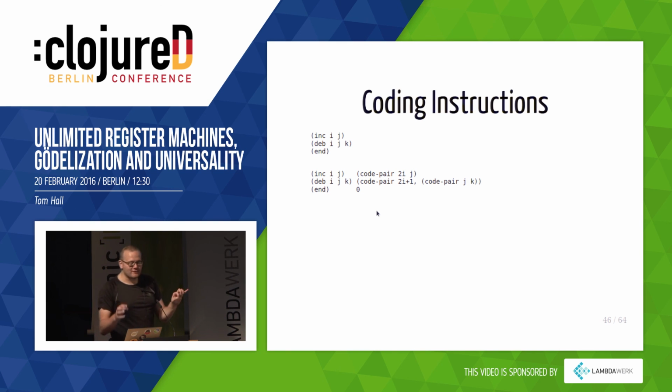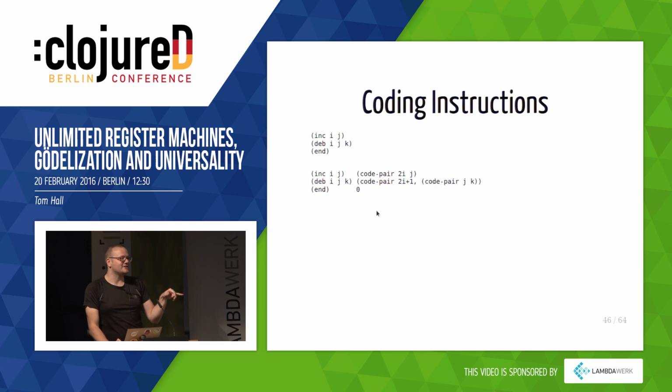And then, whenever we decode a deb instruction, we get a pair, and we say, well, the first thing is 2i plus 1. This first thing, because it's odd, we know it's a deb instruction, and we know we need to decode the second thing to get the 3 values that we need for a deb. Does that make sense? We're trying to go from numbers to instructions and from instructions to numbers.